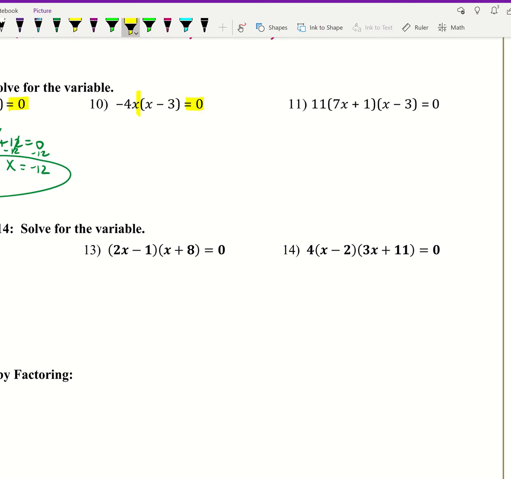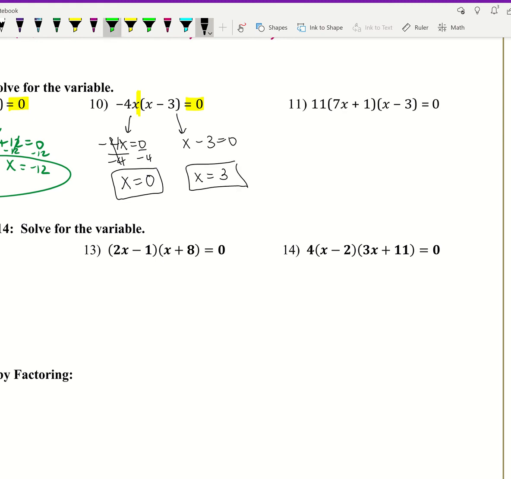and they equal 0. So what this means is that either the first one is equal to 0, or the next factor is equal to 0, or even both of them. But I want to solve this. So this first one, I don't solve with addition and subtraction. I solve with division. And 0 divided by another non-zero number is 0. That's one answer. This one, I could just add 3 to both sides and get that x is positive 3.